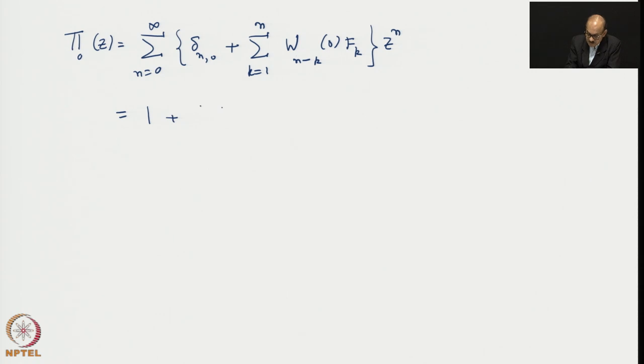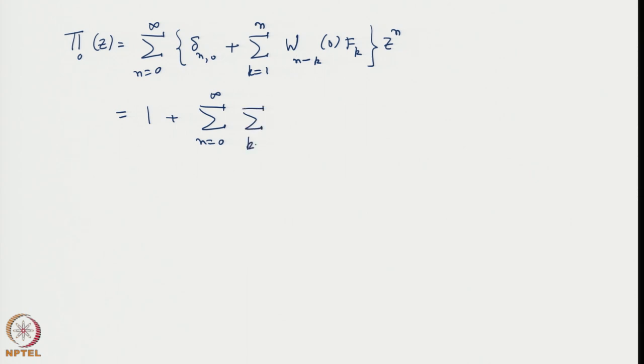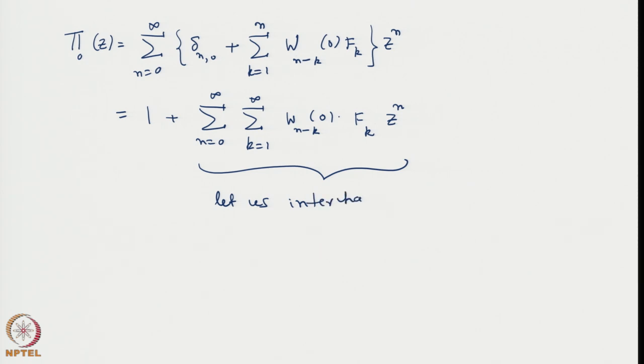Then it becomes a double sum, n equal to 0 to infinity and k equal to 1 to n, of w n minus k 0 at the origin, f k z to the power n. Let us interchange the sums. This is k equal to 1 to n, not infinity, because there is no return after the nth step when it is an n step process.